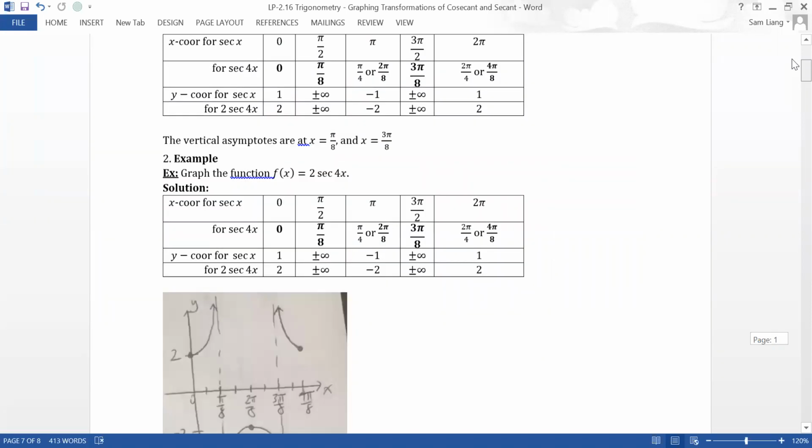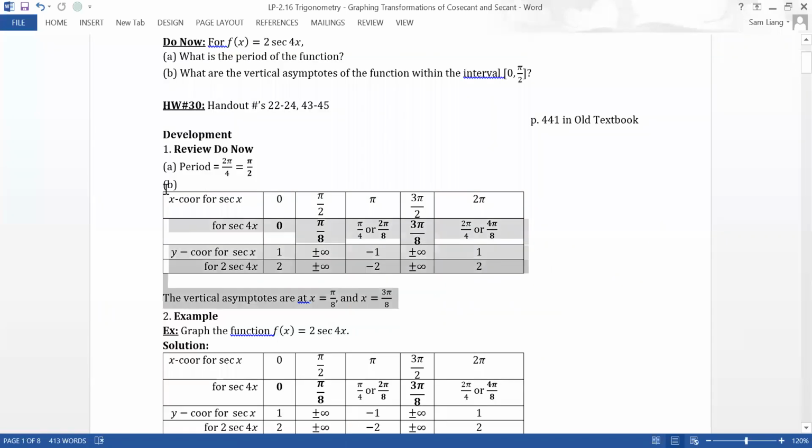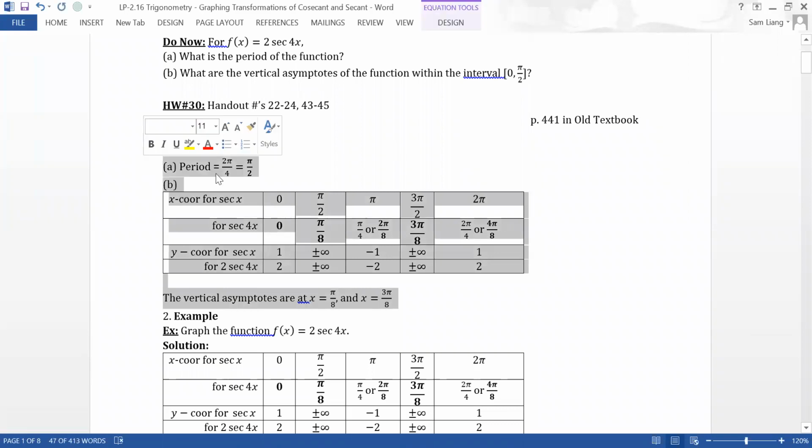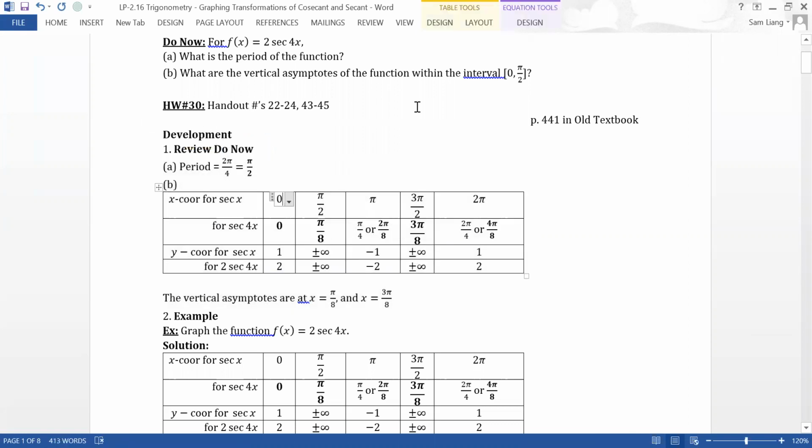Okay, all right, so here are the answers. As Jocelyn and Aoyan said, it's pi over 2 for part A. And then for part B, I would make a chart. And as you see from the chart, as Alice said, the vertical asymptotes occur at pi over 8 and 3 pi over 8. Okay, but let me go through the chart.